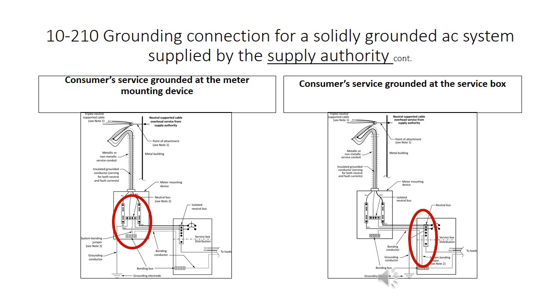10-210, grounding connection of a solidly grounded AC system supplied by the supply authority. In this photo, there are two examples of where the service may be grounded. The photo on the left is the consumer service grounded at the meter mounting device. And the photo on the right is the consumer service grounded at the service box.